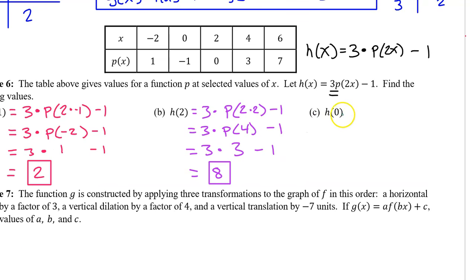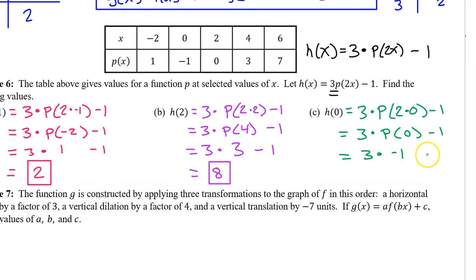And one more time, h at 0 means plug in 0 for x. So h at 0 will equal 3 times p at 2 times 0 minus 1. That's 3 times p at 0 minus 1. So that's 3 times, p at 0 is negative 1. So 3 times negative 1 minus 1. 3 times negative 1 is negative 3. Minus 1 is negative 4. So that's the answer to part C.